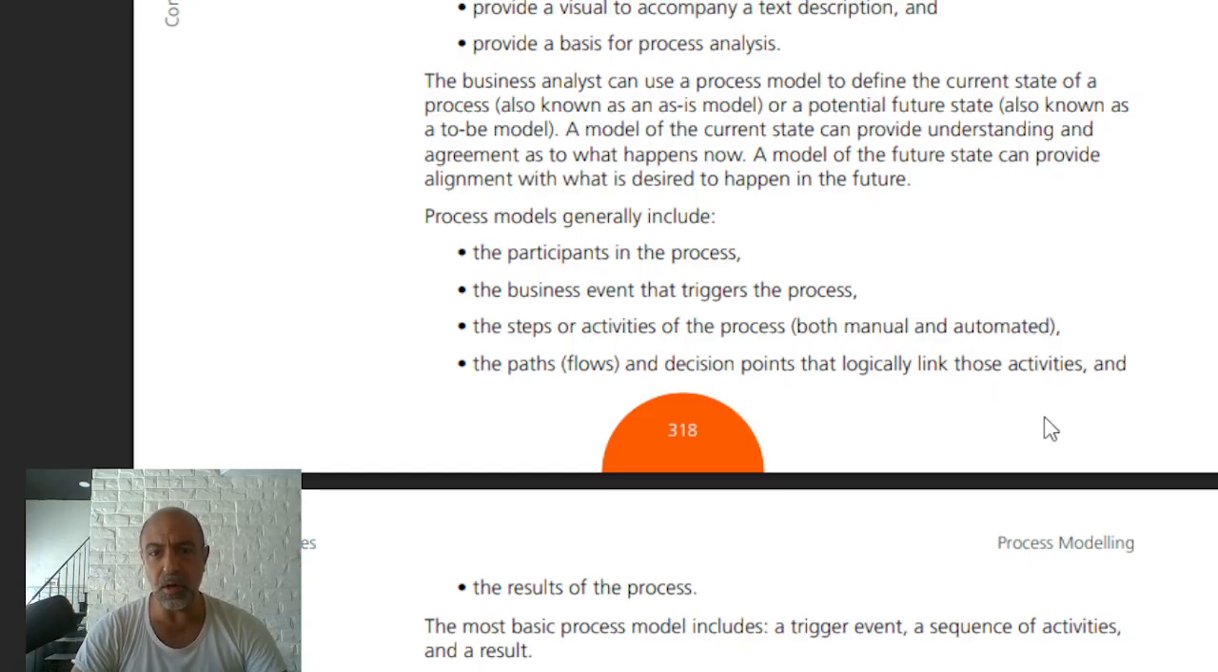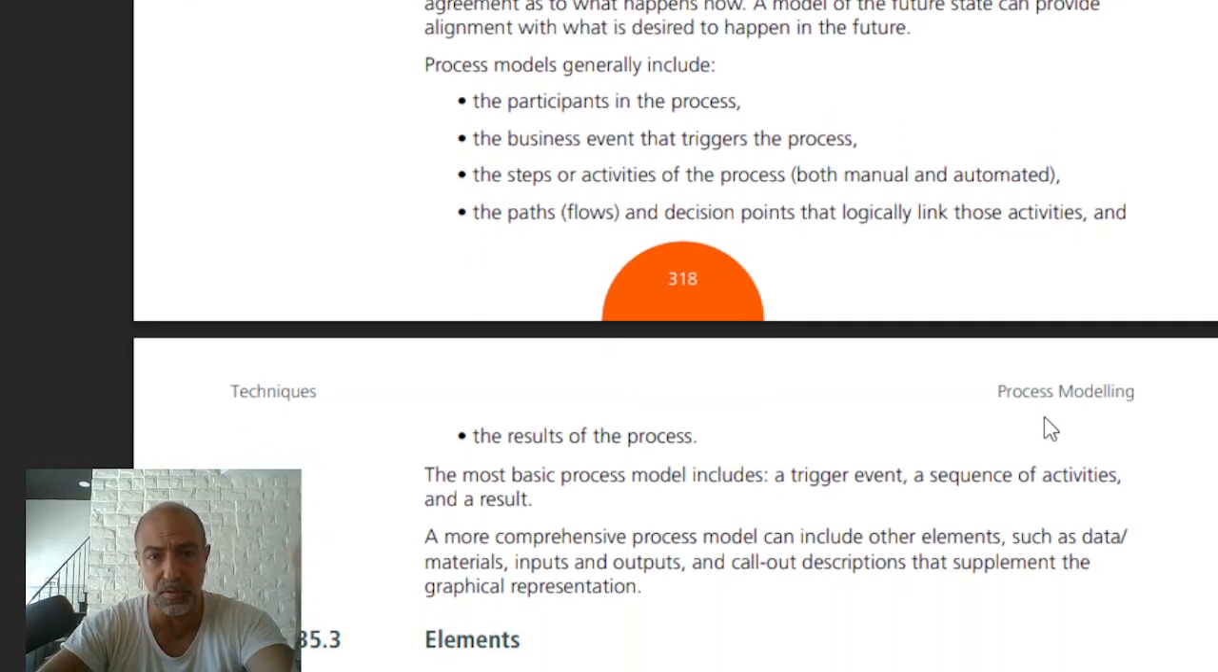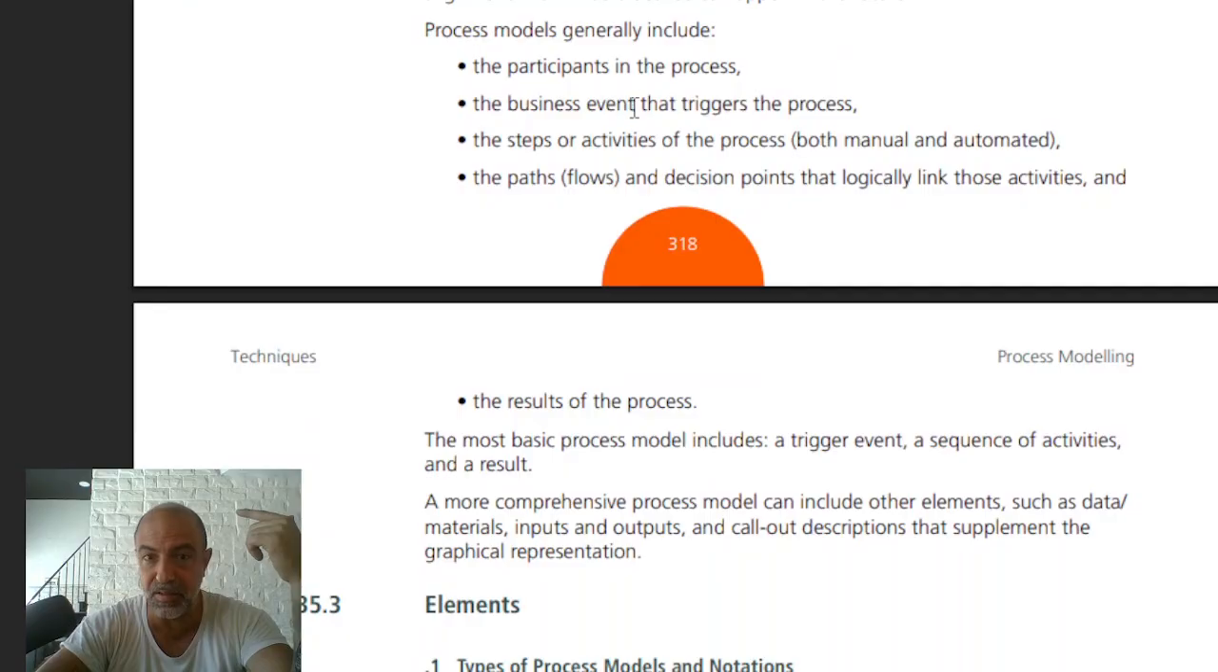So process models generally include the participants in the process, of course, the business event that triggers the process, of course. A customer comes, you open the door. If you just open the door for the sake of it, or it's hot inside, you open the door, right? Or, I don't know, you just want to walk out, you open the door, right? Like there has to be something for a process to start, or else it's just kind of like wasting energy.